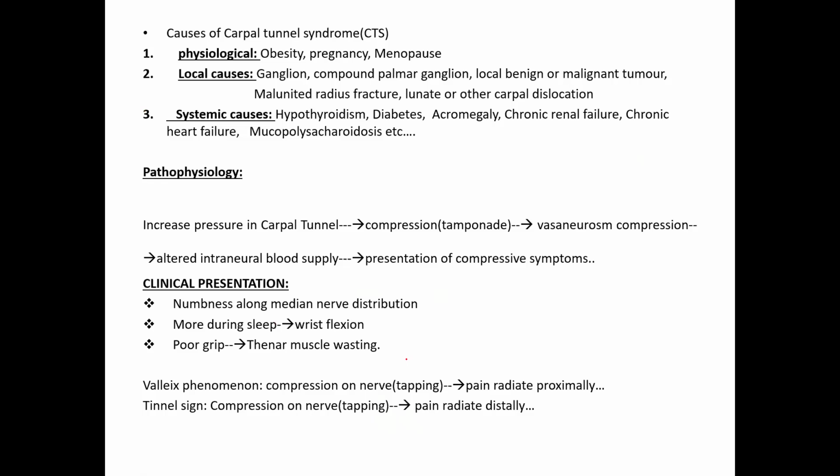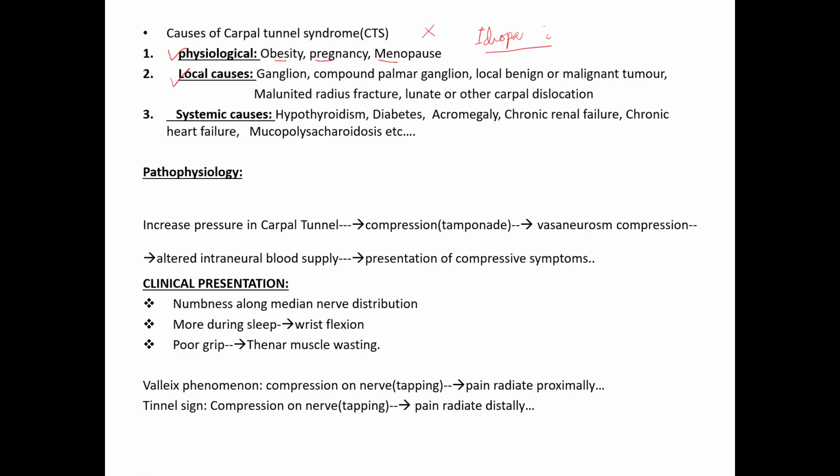So what are the causes of carpal tunnel syndrome? This was once asked in your PG exam. What is the common cause? Idiopathic etiology is the common cause. Then we have physiological causes, where there is no need of intervention; just counseling and conservative treatment will do: obesity, pregnancy, and menopause.